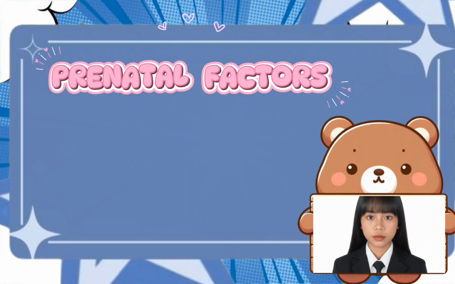A mother's diet directly impacts fetal growth. For example, folic acid prevents neural tube defects, while deficiencies in iron or protein can lead to low birth weight. On the flip side, excessive weight gain raises the risk of complications like gestational diabetes.